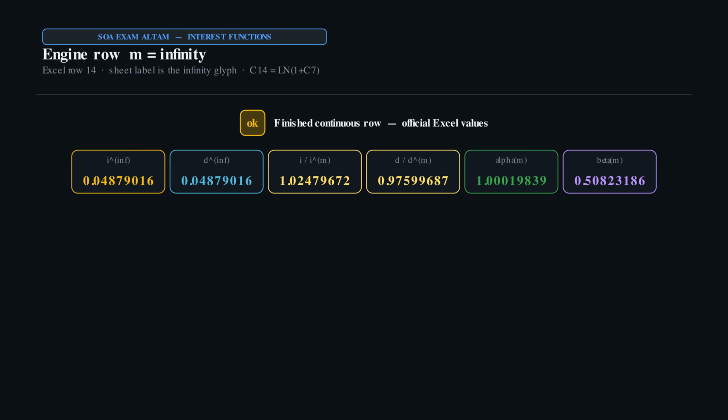Hold the finished infinity row. i upper infinity and d upper infinity are both 0.04879016. The interest ratio is 1.02479672. The discount ratio is 0.975998687. Alpha is 1.00019839. Beta is 0.508238186. Those are the official cached values from this spreadsheet.